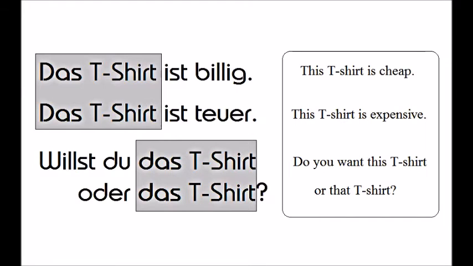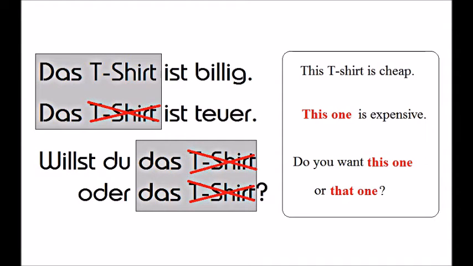Now, instead of repeating the same noun over and over again, you can just say it once and then just say the article. If it's very obvious what noun you mean, you don't even have to say it once. This article that implies the noun is called a demonstrative pronoun. So, shortened, it looks like this.